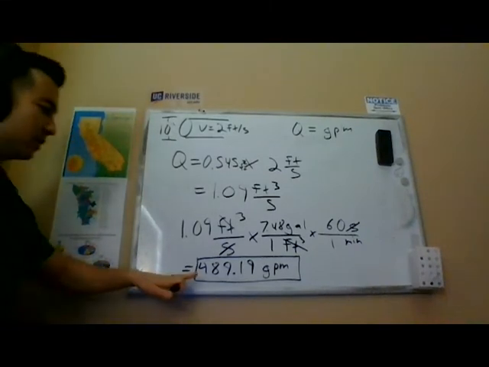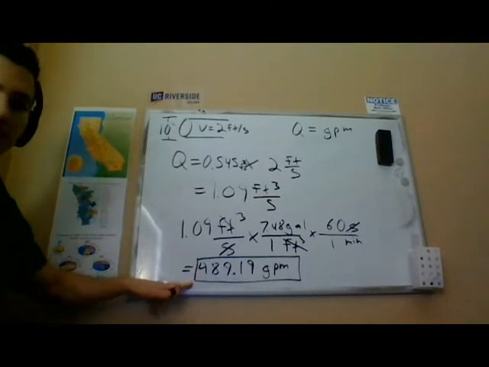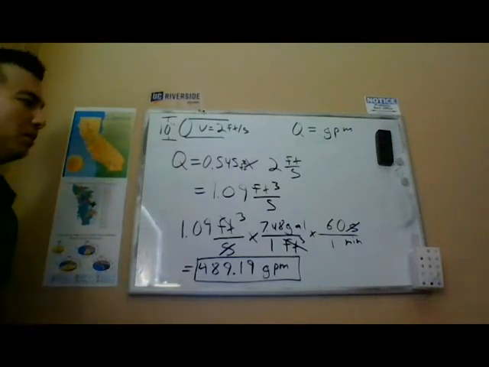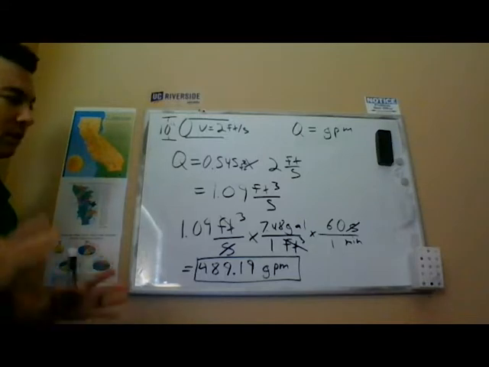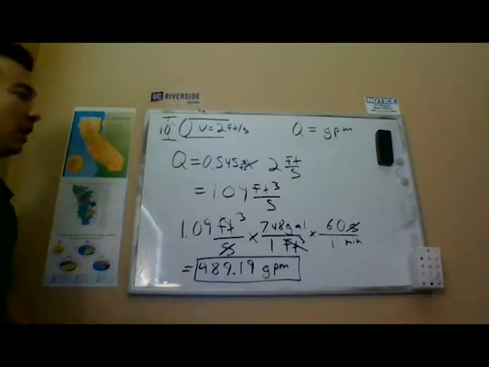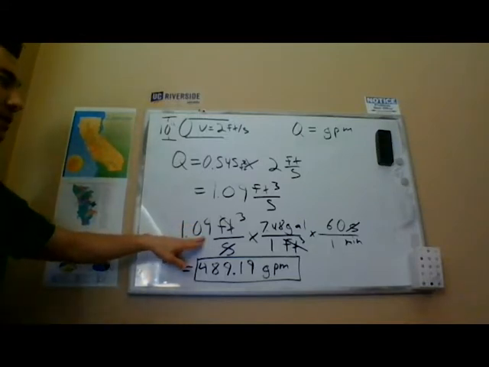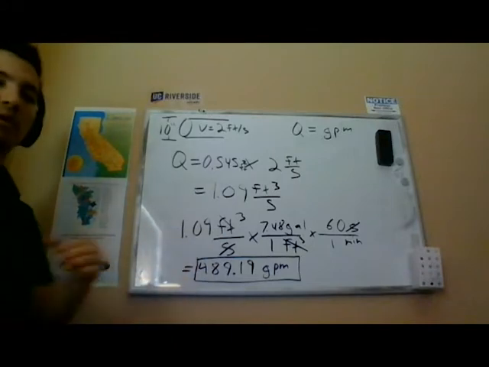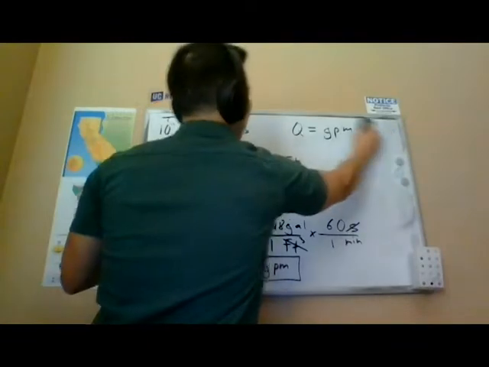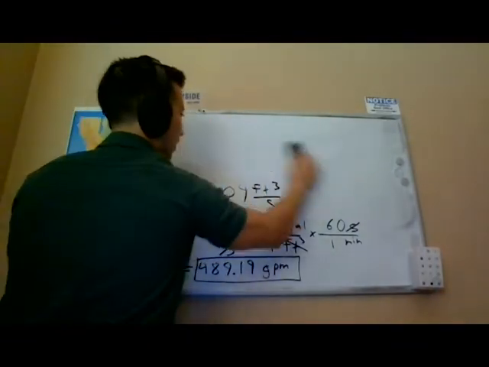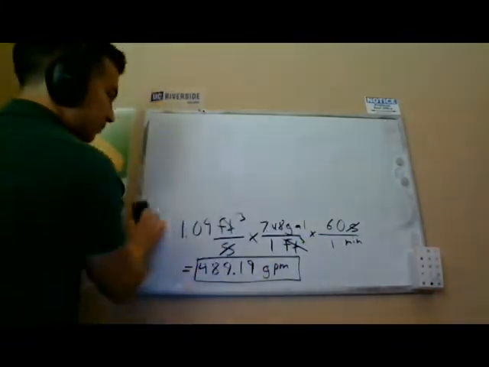Now, normally this is where we're done. This is where we stop. That's my final answer. But I want to use this opportunity to show you a shortcut of how to get from cubic feet per second to gallons per minute, or gallons per minute back to cubic feet per second. So what I'm going to do is erase my previous problem here.